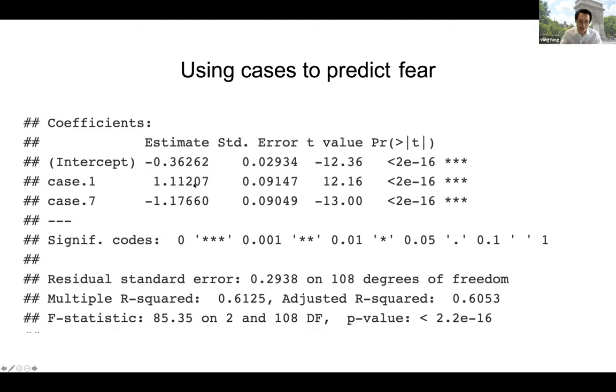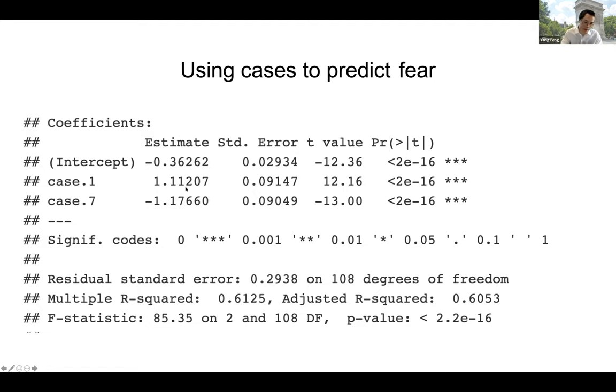We can see that we have the parameter estimates, their standard errors, and also the p-value for each coefficient. As you can see, for this model we have an R-squared of about 0.6, which is not a bad R-squared.